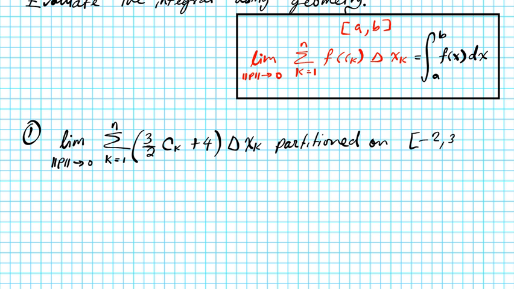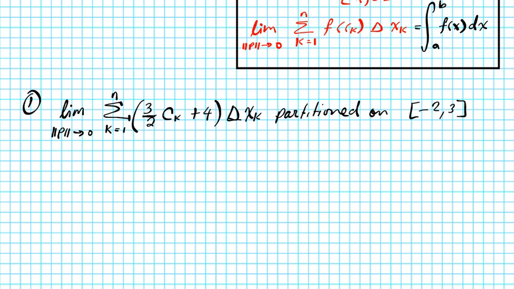For this one, first we're going to express this as a definite integral, and then we're going to use the tools of geometry to evaluate it, or basically find the area under the curve within the given boundaries. So let's do the definite integral first. Let's rewrite the limit: the limit as the norm of the partition approaches 0 of the discrete sum from k equals 1 to n of 3 over 2 times c sub k plus 4 times delta x of k.